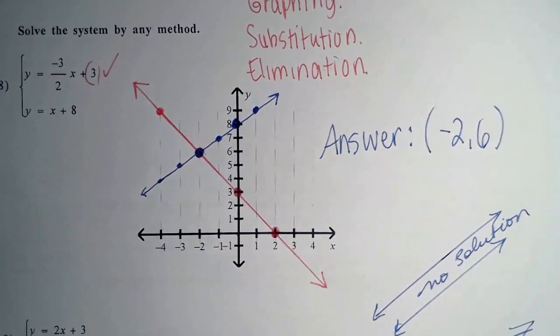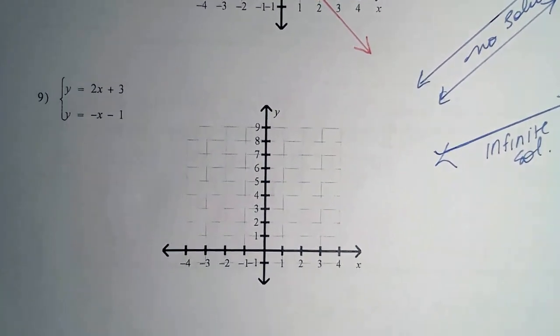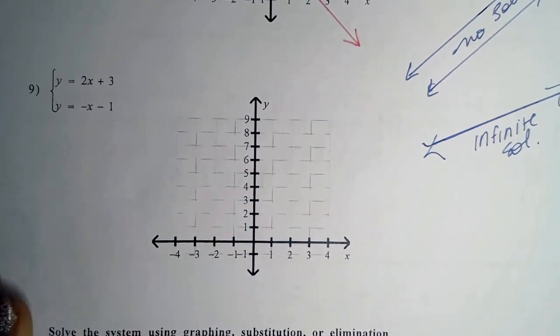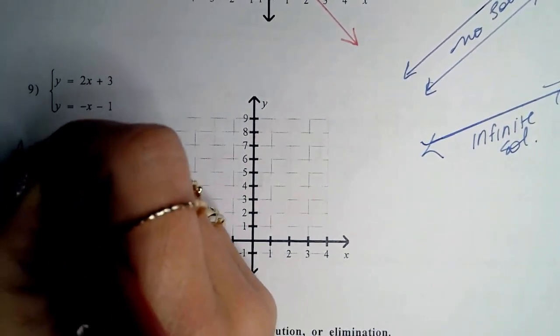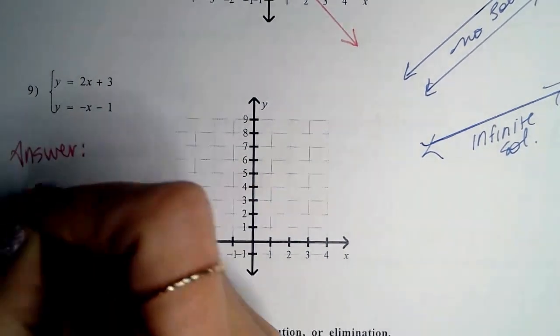Next one. Can we do this one by ourselves a little bit? Yeah. All right, let's go for it. I'll hit pause. So Armand, what did you get for number 9 for your answer? He didn't do it. Sam, did you get something for it? Nope. Emerson, did you get number 9? I got negative 1, comma 1.